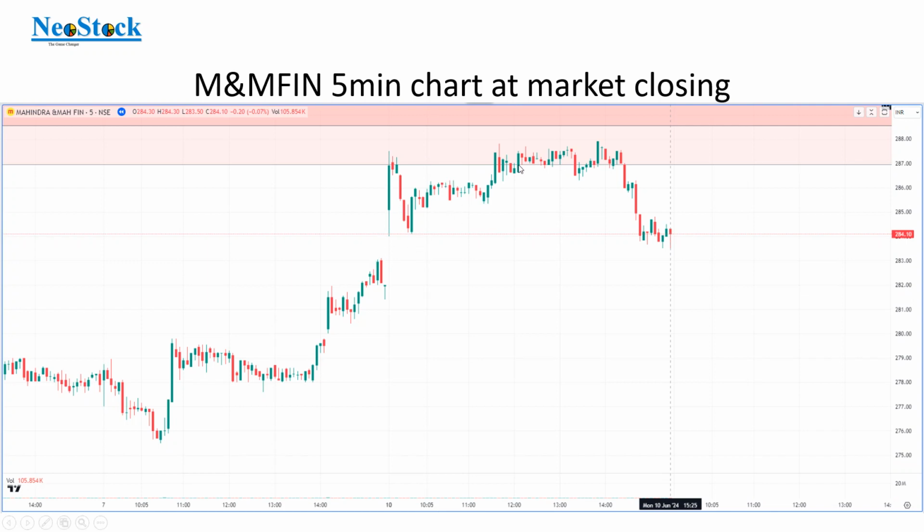And this is what happened in the live market at the time of market closing, the price action. Price did not enter into the fine-tuned area. That means we didn't get the trade.